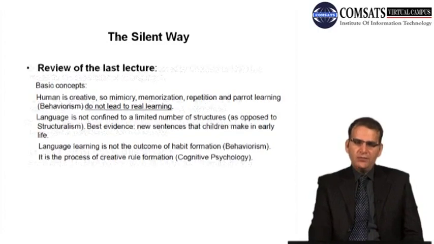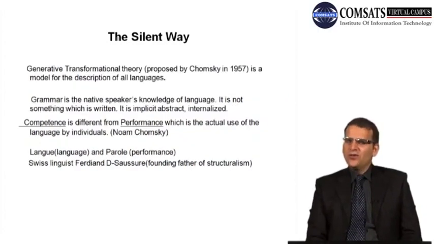So this was the basic concept we saw in the last lecture. Also we talked about the generative transformational theory, GTT we call it. And who gave this theory, students? Noam Chomsky. Who is Noam Chomsky? An American linguist, in fact. In 1957, Noam Chomsky gave the generative transformational theory. It is a model for the description of all languages.